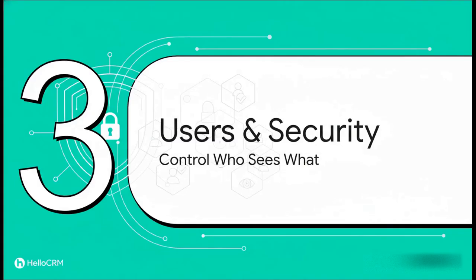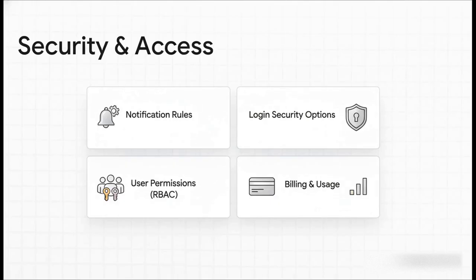All right, the system is personalized, so now let's make it secure. Our third section covers users and security, basically controlling who can see what and do what. HelloCRM gives you a really powerful set of controls here. You can manage everything from simple notification rules for new messages to different login security options, all the way to some pretty sophisticated user permissions. And finally, you can monitor your billing and overall system usage.